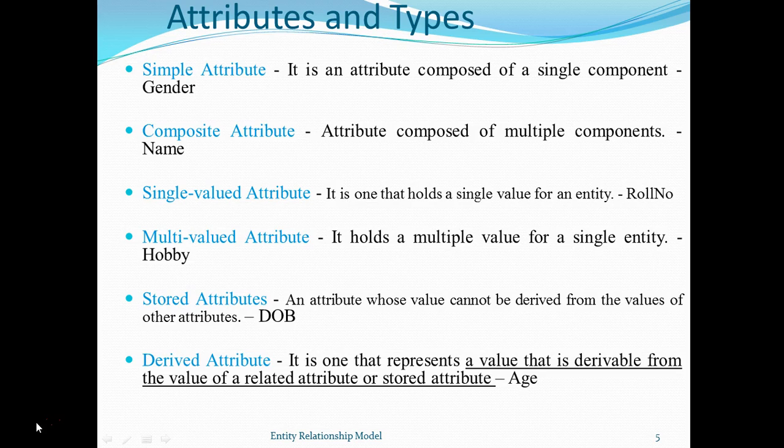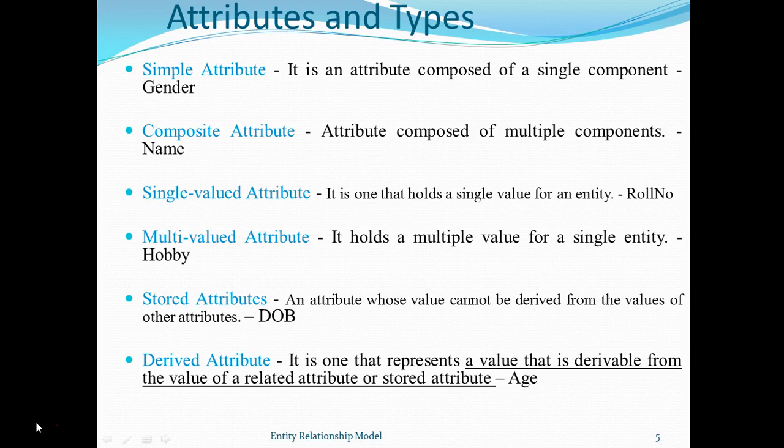Then we have stored attributes. Stored attributes are the attributes whose values cannot be derived from the other attributes. For example, single valued, composite attributes, simple attributes, these are all stored attributes because these values cannot be derived from other attributes. These are independent. An example of a stored attribute is DOB, date of birth.